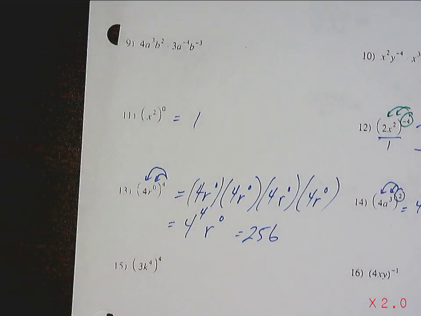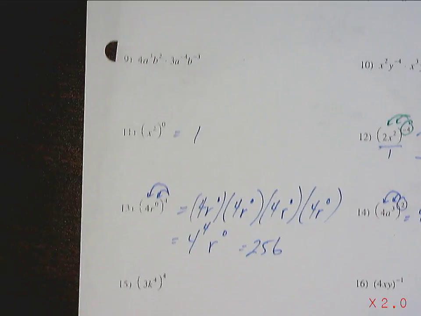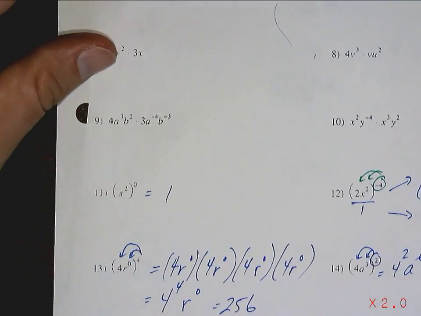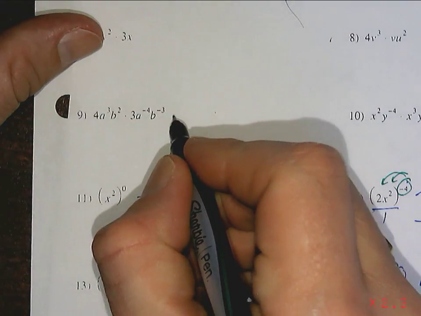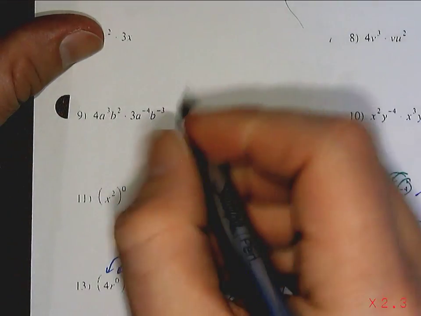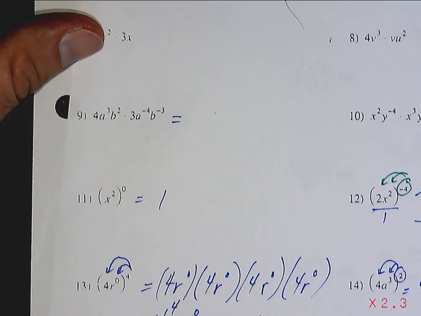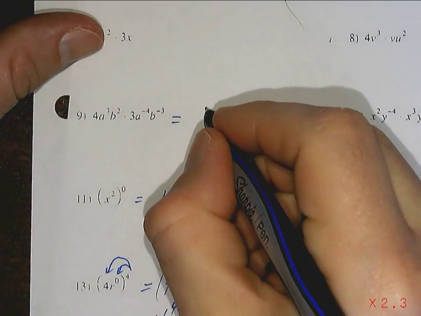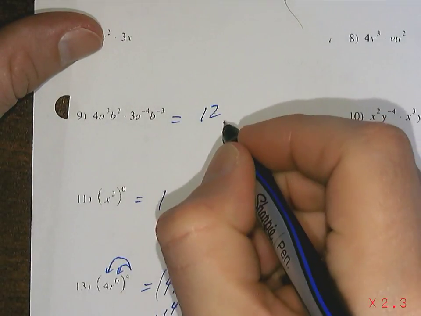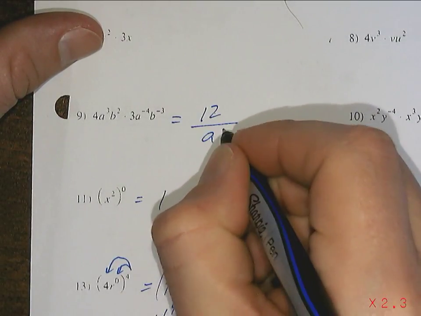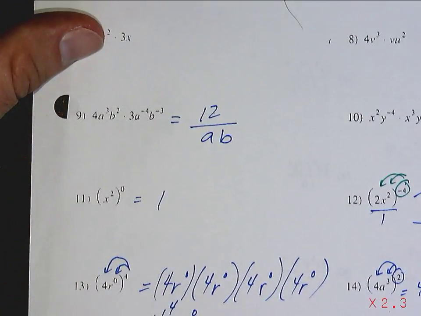What else we got up here? Okay, let's do 9 just for fun. Can you see it? Do it right now in your heads. See what you get. Okay, that's enough time, I think. You should have 12 over AB. Anyone agree with me? Okay, can you do that in one step?